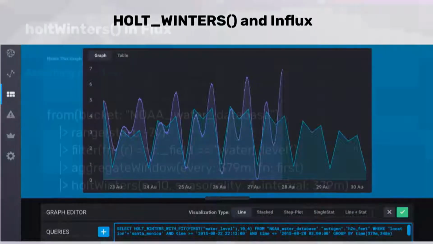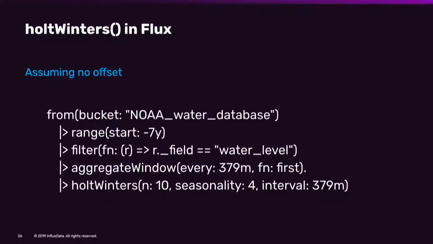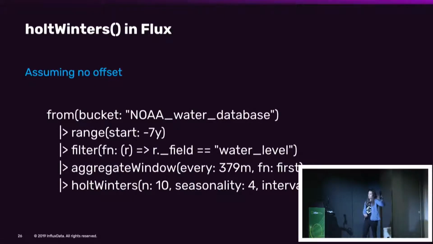So the way that this is achieved in Flux, to me, reads a little bit more easily and is a lot easier. So I'm assuming here that I don't have an offset, so I'm just assuming that I have queried my data from the right time. All I have to do is filter by my field, and then I apply an aggregate window for the distance between each hill and valley, which is, again, 379 minutes. And I apply first to that so I can get the first value from that group by.